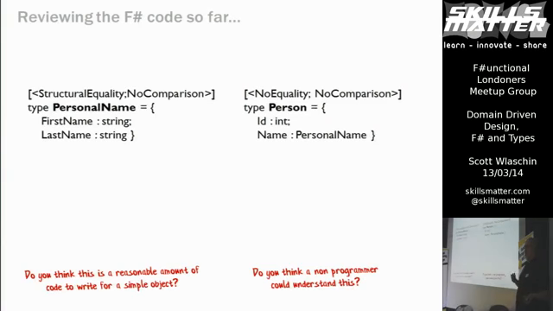Secondly, do you think a non-programmer could understand this? If I went to somebody and said, what's the definition of a personal name? And they say, well, it has a first and a last name, okay? I could actually show them this code, and they could say, yes, that's right. Even without understanding F#, without being a programmer at all, they could look at that and say, yeah, that looks right. So I think that's really fantastic. And finally, can you tell the difference between the ones with structural equality and no equality or ID equality? And yes, you can, because it's right there in the attribute.